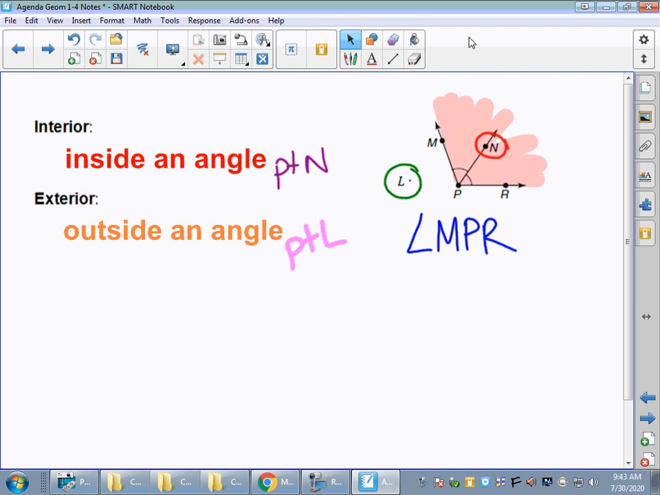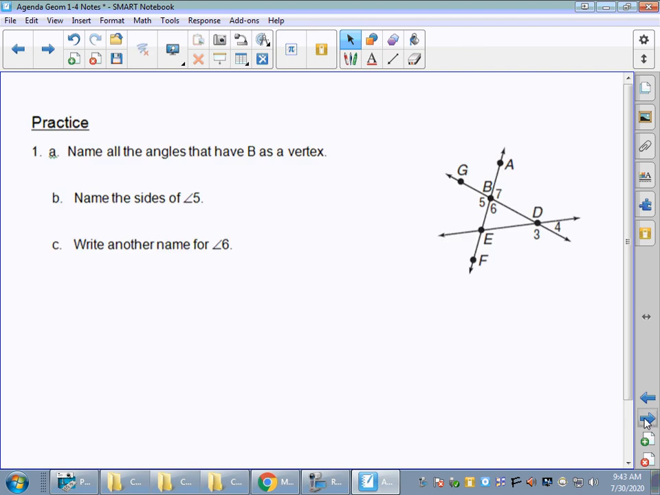We use that in word problems sometimes. So, all right, here we go. It says name all the angles that have B as a vertex. So first of all, B is a point. We have to identify it, find it. Point B happens to be right here.